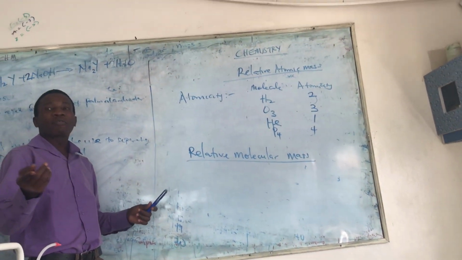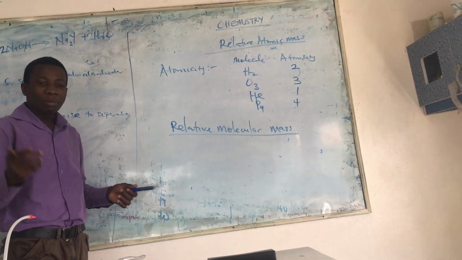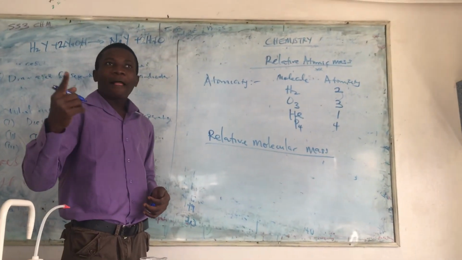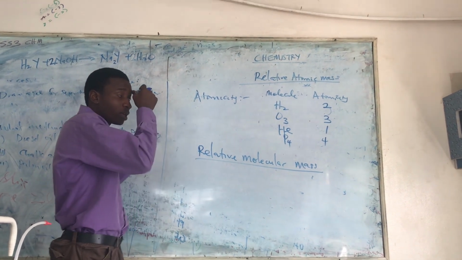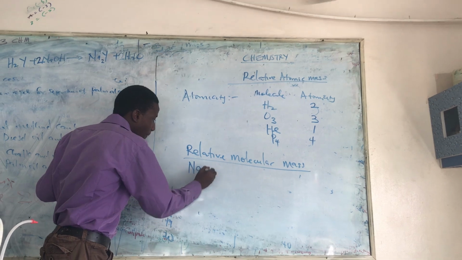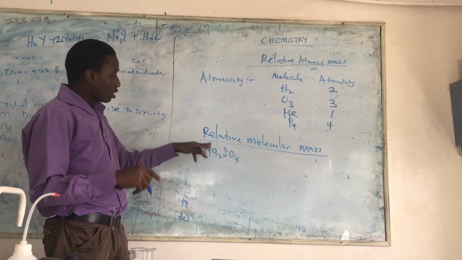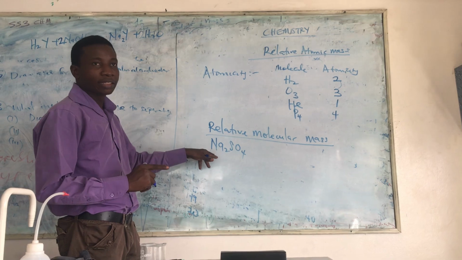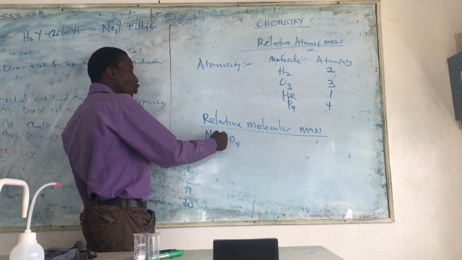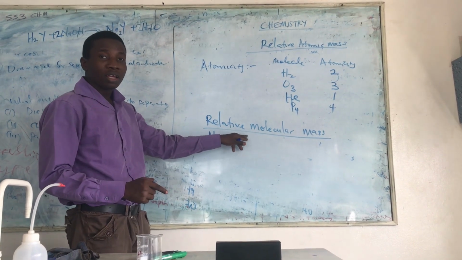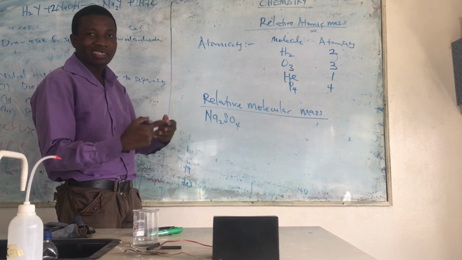Let's now see some examples. I wrote the formulas for different molecules in the last class, but let me do a revision. I'll name different compounds for us, for example Na2SO4. We have said that this one is sodium tetraoxosulfate(VI). The oxidation number of sulfur is 6.